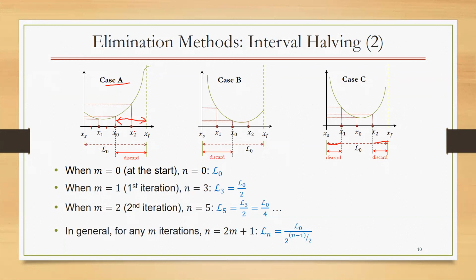Well, I understand what you are saying, but look, we could make this equation more elegant. L0 divided by 2 to the power of m. Isn't it simpler? It is, but what if I ask you to explain this in terms of the number of functional evaluations, the number of experiments? Then we can go to this.